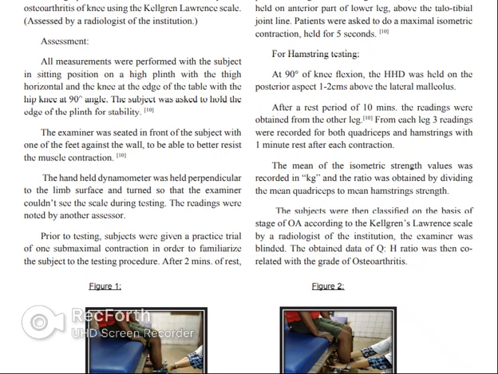Tests were performed with the subject in a sitting position on a high plinth with the thigh horizontal and the knee joint at the edge of the table, with a hip and knee 90-degree angle. The subject was asked to hold the edge of the plinth for stability. The examiner was seated in front of the subject with one of the feet against the wall to be able to better resist the muscle contraction.